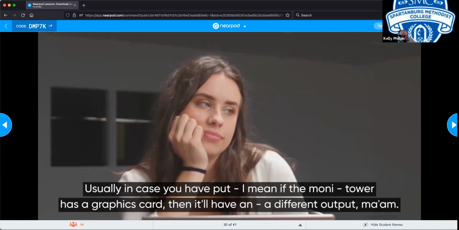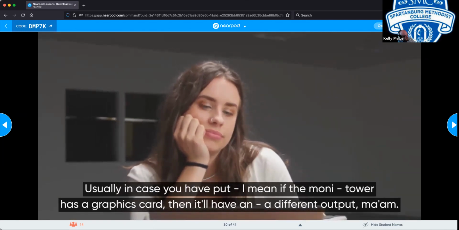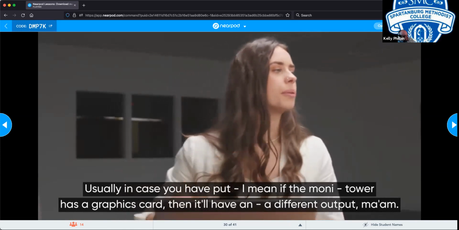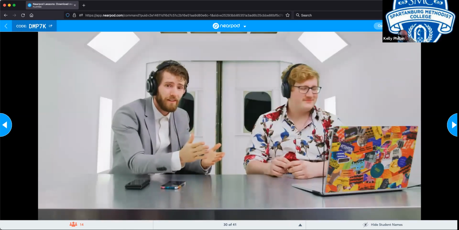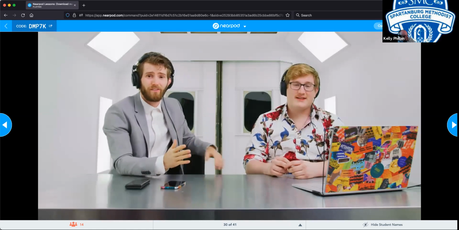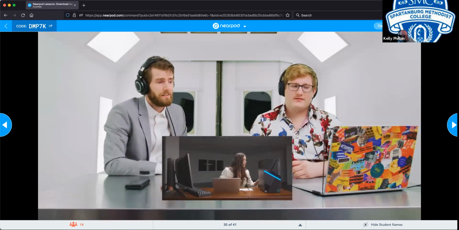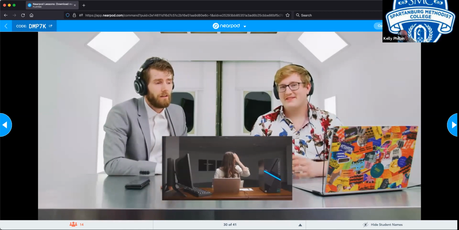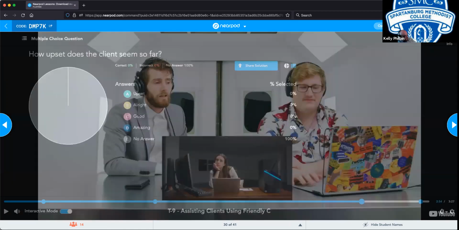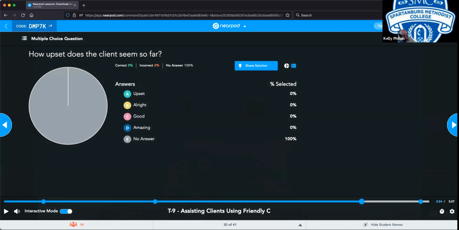Usually in case if the monitor tower has a graphics card, then it will have a different output, ma'am. This motherboard doesn't have onboard video ports. Doesn't have any other display ports either. There is one display port output. It seems to be plugged into that one. Okay, so we're 19 minutes in, still working on the monitor. Remember, the client is the lady working on the tower, not Linus.